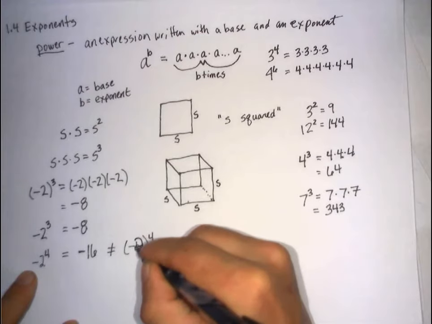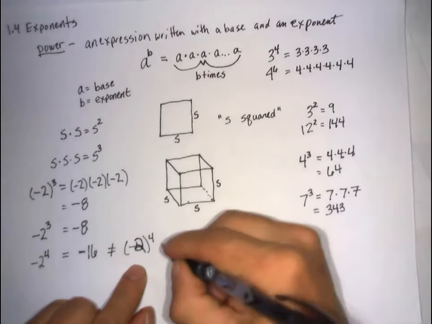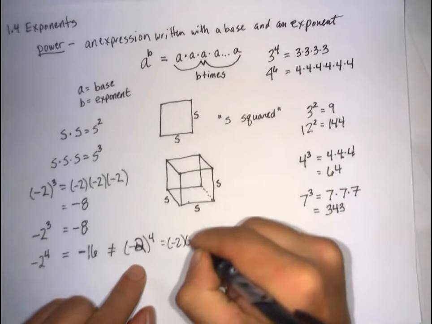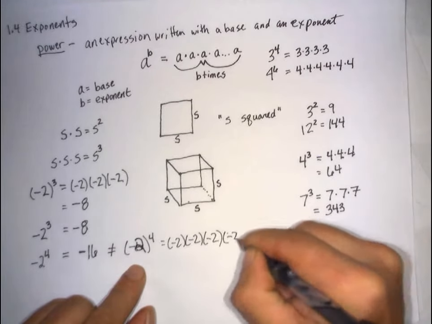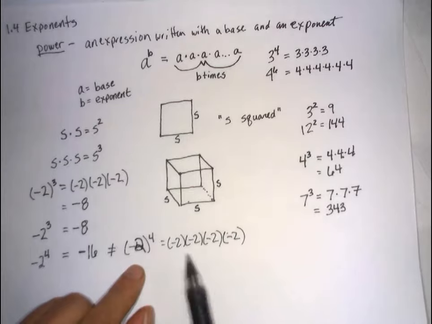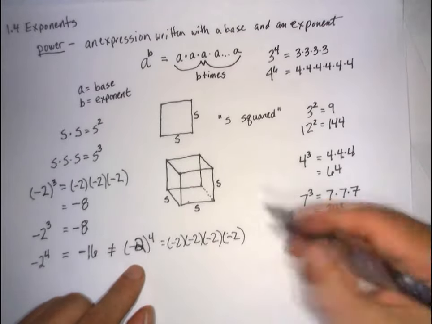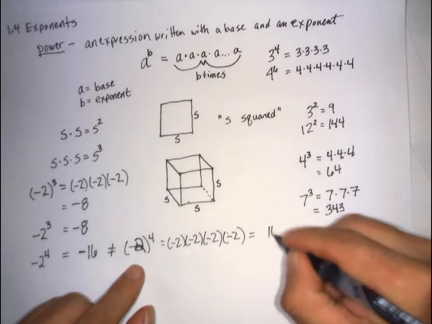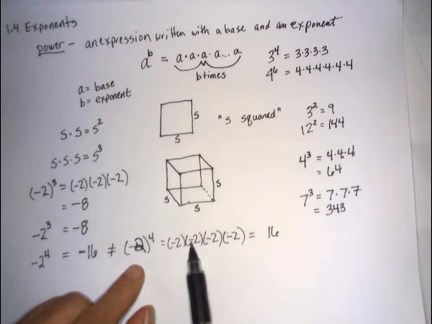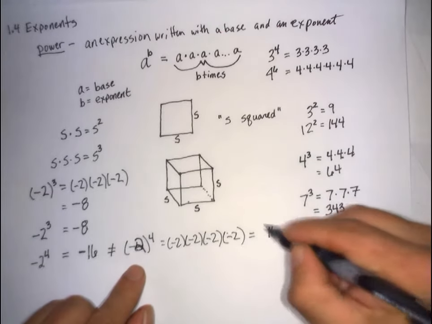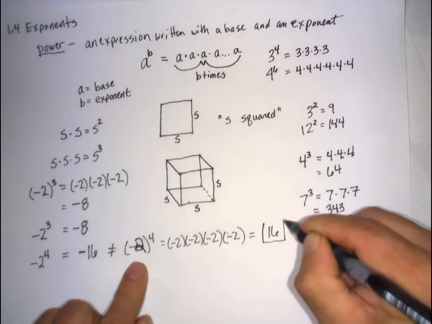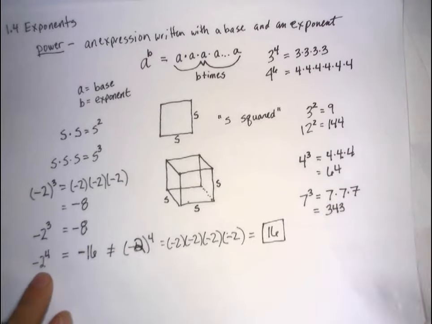Negative 2 to the 4th. Here, we're taking negative 2 and multiplying by itself 4 times. And we already know 2 times 2 times 2 times 2 is 16. But what's the sign? A negative times a negative is a positive, times a negative is a negative, and a negative times a negative is a positive. This one is positive 16, and this one is negative 16.